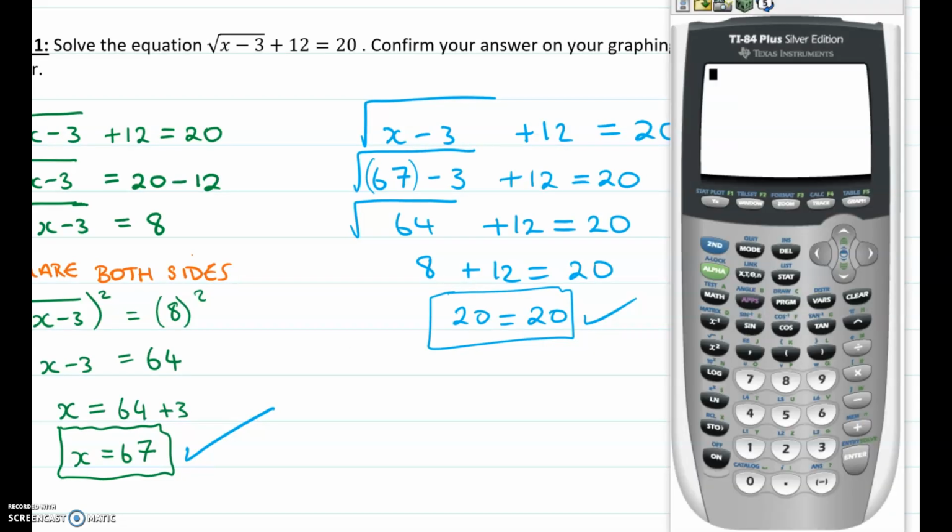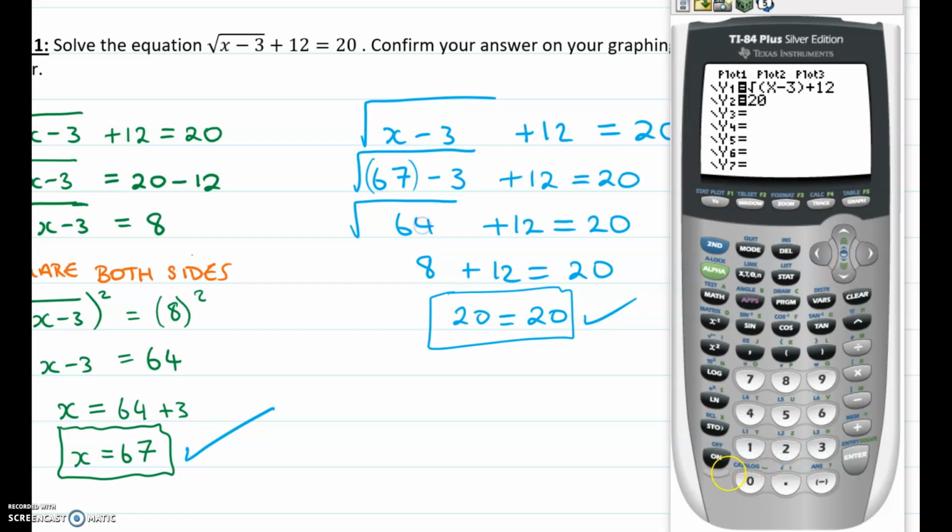Okay, so what we'll do to check that a mathematical answer is correct is graph both sides of this equation. So y equals the square root of x minus 3 plus 12. And remember, this method of graphing to solve an equation will always give you the answer. Okay, the other side of the equation, so that was one side of the equation, square root of x minus 3 plus 12. The other side of the equation is 20.